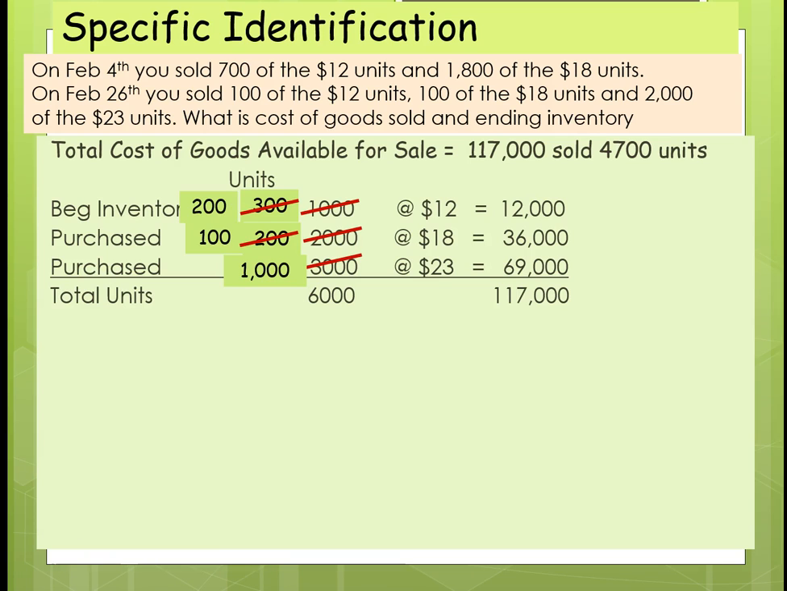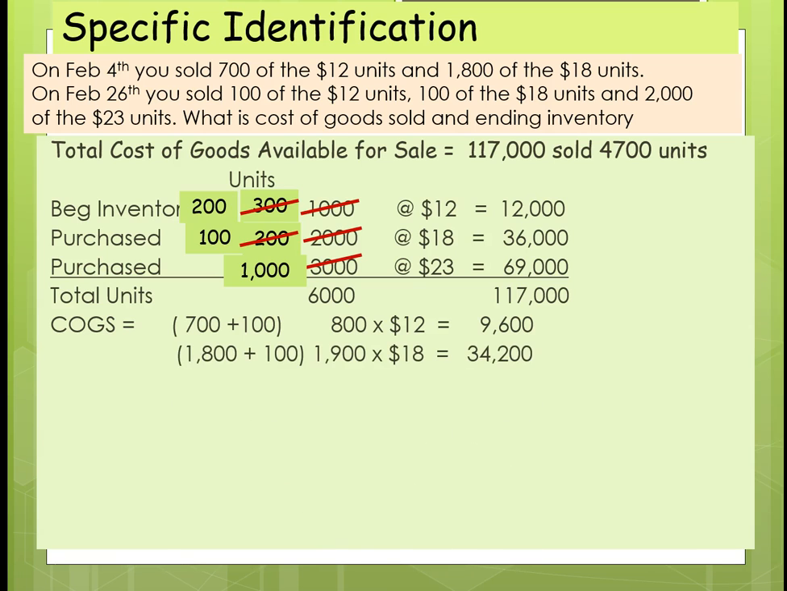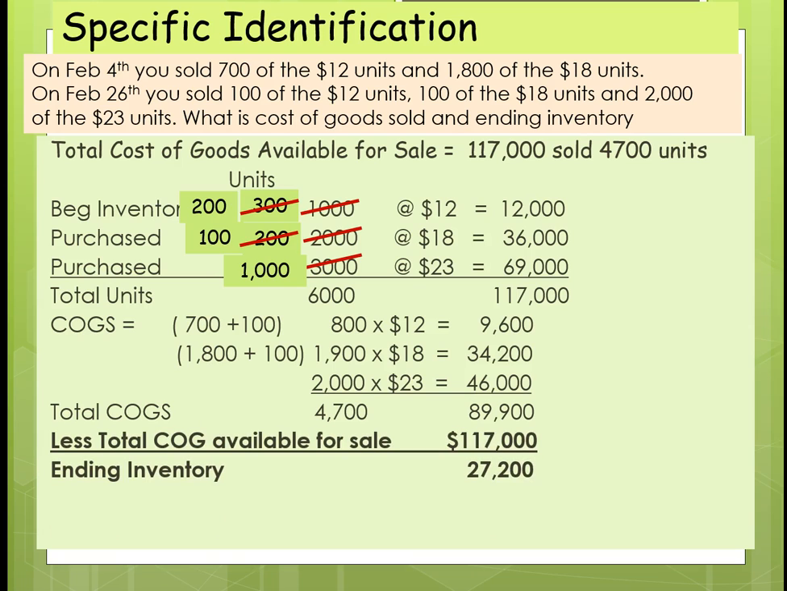So now we can do our cost of goods sold. We had 700 plus 100, or 800, of the $12 units. We had 1,900 of the $18 units and 2,000 of the $23 units. If you notice, I add up all the units, I get 4,700, which is how many I said had been sold. And now we have our cost of goods sold. We subtract that from our goods available for sale, and we get ending inventory of 27,200.